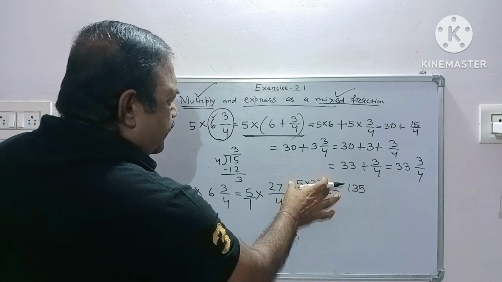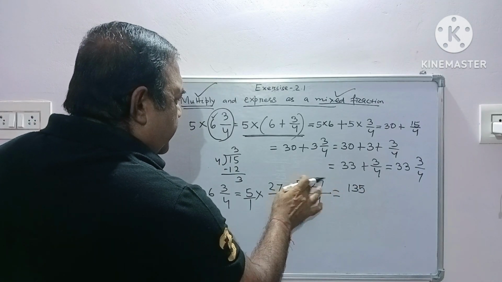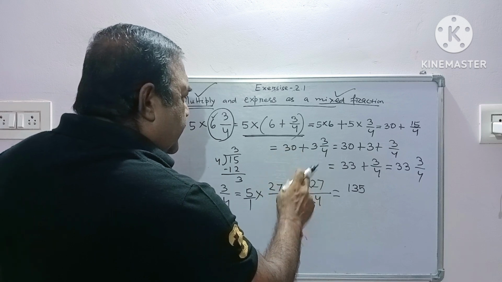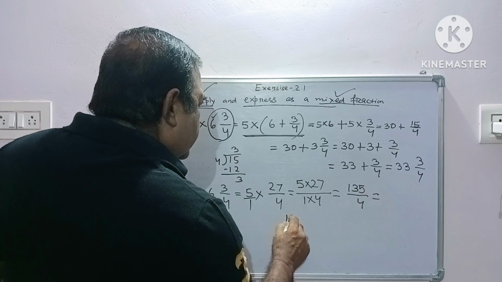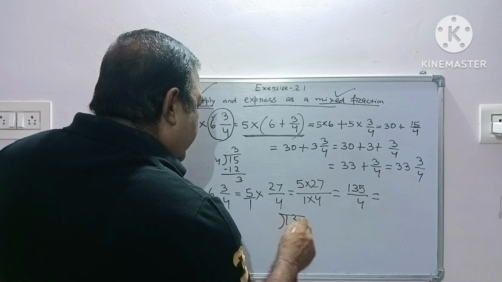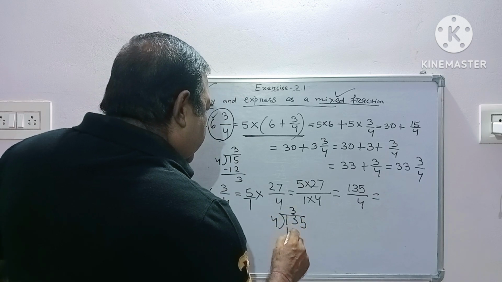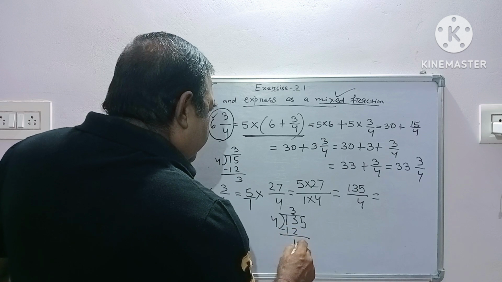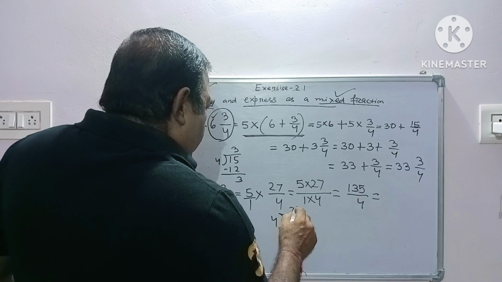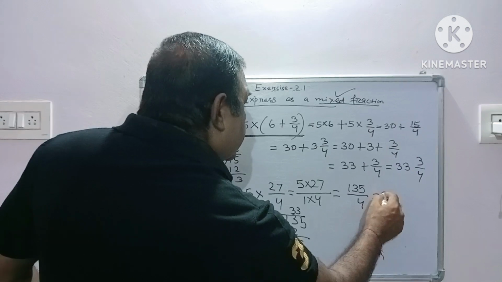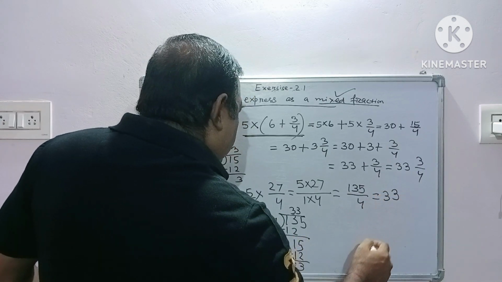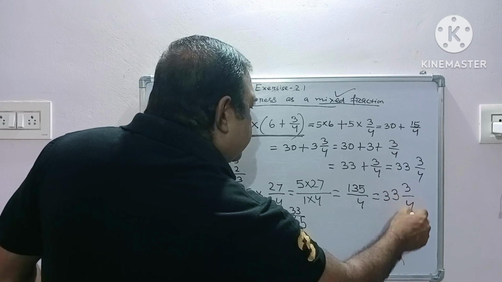You just apply the distributive property. 20 plus 7, so 5 into 20, that is 100, plus 7 into 5, that is 35. 135 by 4. So you just divide 135 by 4. 4 3s are 12. 33. So that is also 33 whole number and 3 upon 4.